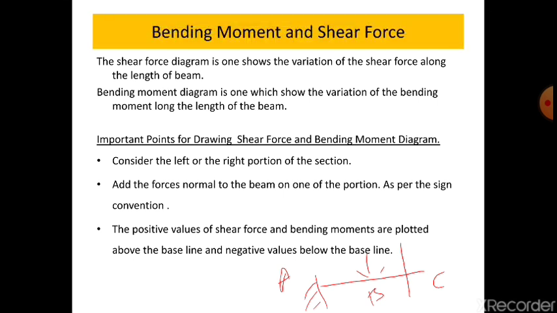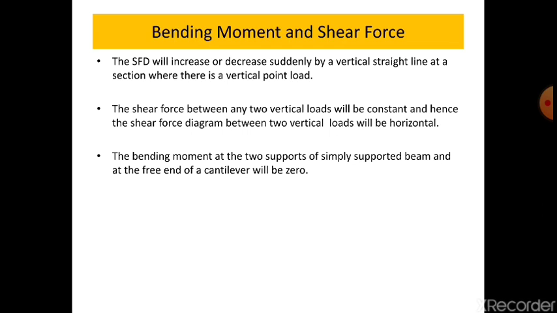Okay, next is positive value of shear force and the bending moment are plotted above the baseline. Okay, there is a baseline to be drawn first. We'll understand what a baseline is, but just try to understand the important points. These important points you have to keep in mind while drawing the bending moment and the shear force diagram. So the positive values of shear force and bending moment should be drawn above the baseline, and the negative values should be below the baseline.